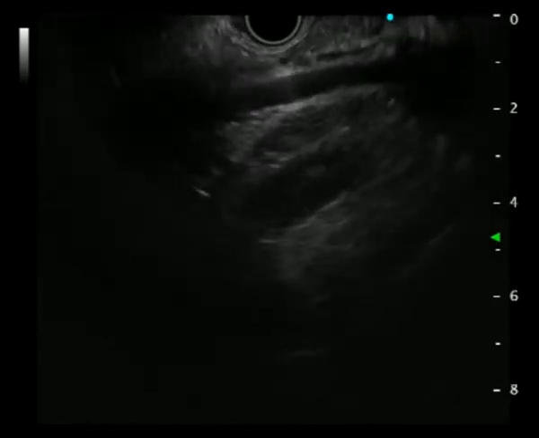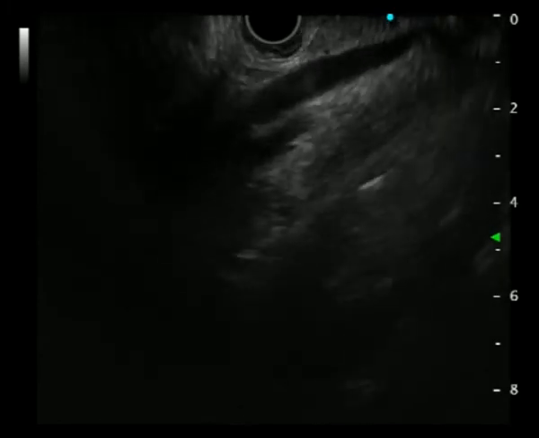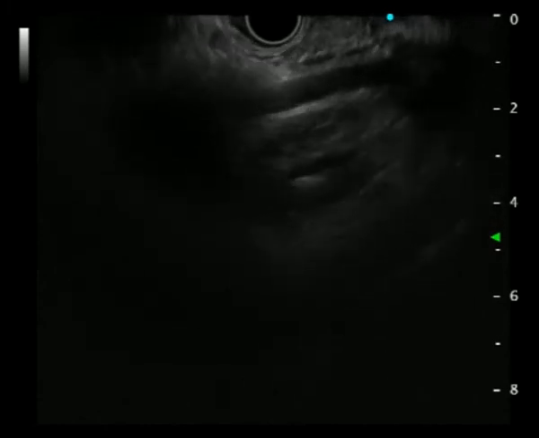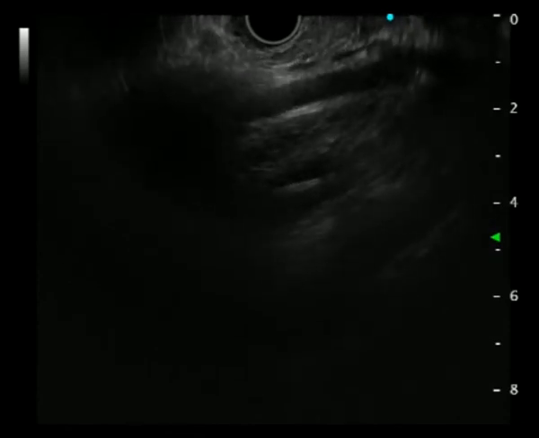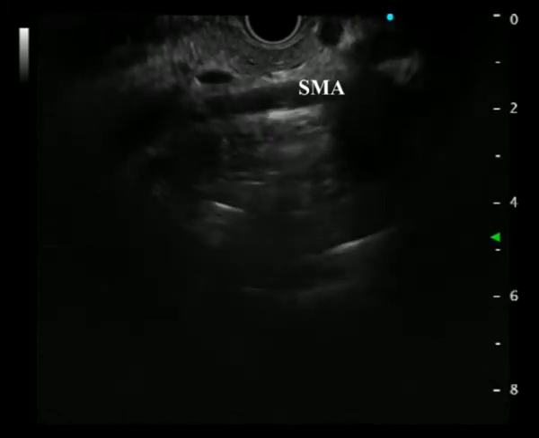The pancreatic uncinate process could also be observed by pushing the scope past the cardia and tracing the aorta to its second branch, the superior mesenteric artery. Once again, adjust the transducer so that the superior mesenteric artery appears in the longitudinal axis. The pancreatic uncinate process is observable from here.